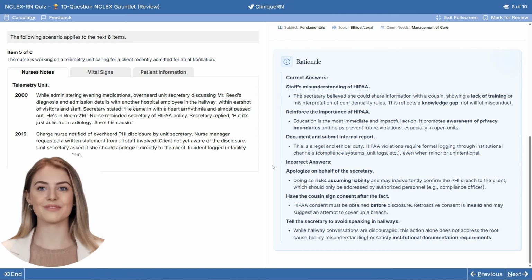Apologize on behalf of the secretary. That could confirm the breach to the client, which only compliance is allowed to do. Have the cousin sign a consent form after the fact. Consent must be given before disclosure, not after. Retroactive approval doesn't count. Tell the secretary to avoid speaking in hallways. That's a good reminder, but it doesn't fix the core issue. It's a misunderstanding of HIPAA rules.